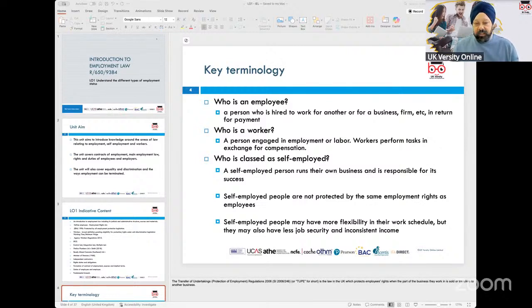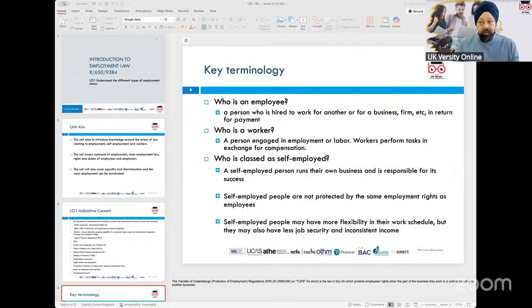So it's quite a vast field, but essentially I would say these are the key services and terminology that we want to focus on in terms of services covered under employment law, specifically for learning outcome one. Our discussion today will be focused on understanding the different types of employment status.